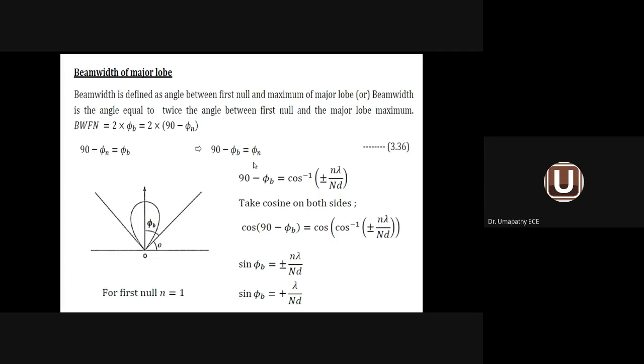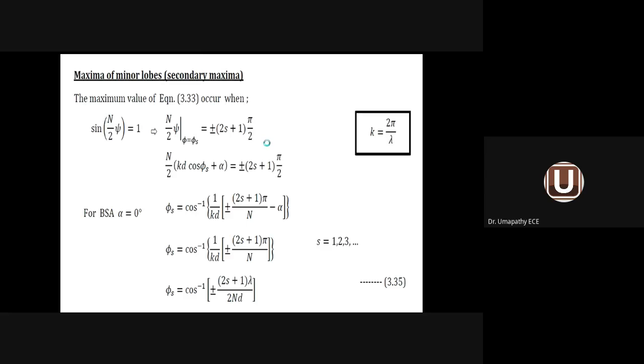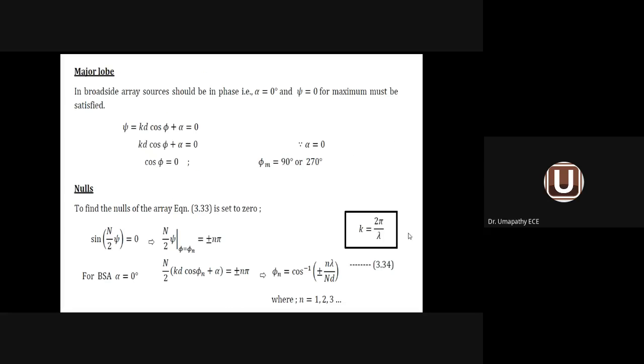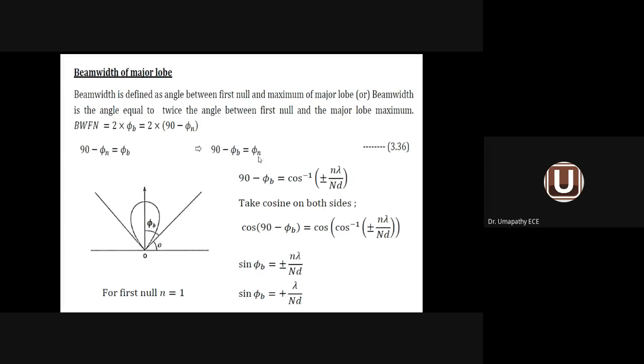So pi n I have already calculated, from the second parameter here. Second parameter: pi n equal to cos inverse of n lambda divided by nd. So I know the value of pi n. So I am substituting pi n equal to cos inverse of plus or minus n lambda divided by nd. From that I am calculating pi b, because in the place of pi n, I can put 90 minus pi b.